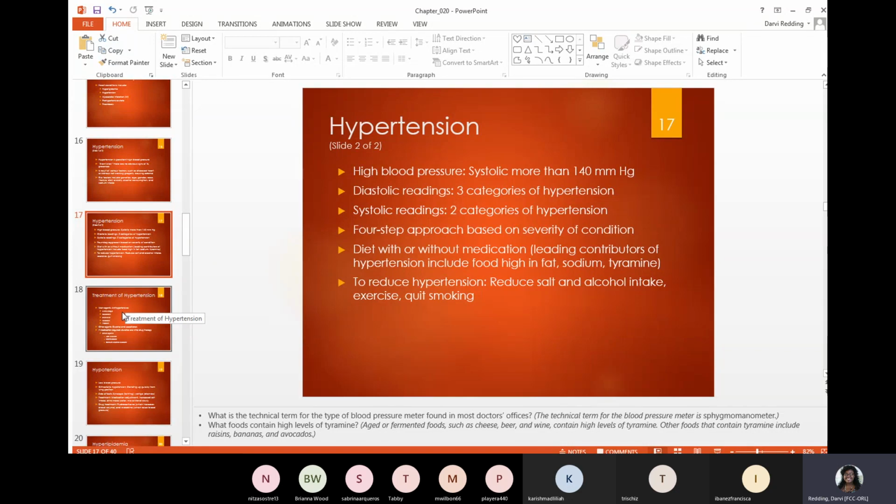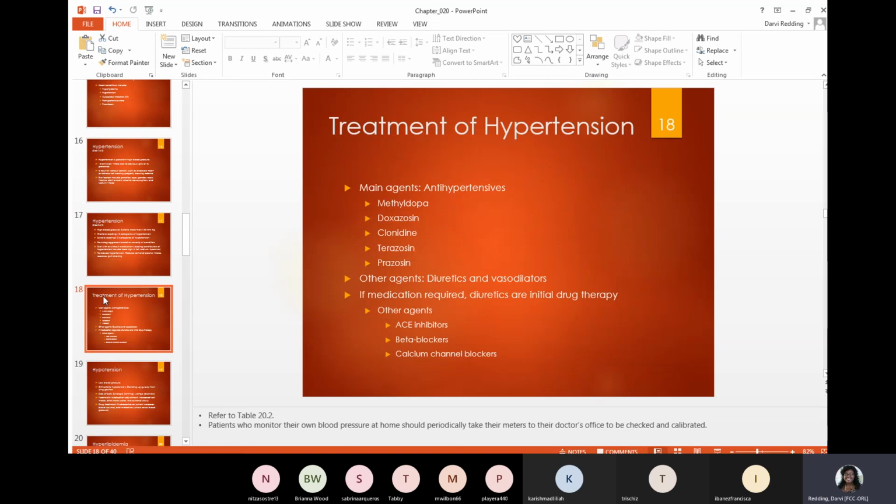So now that we've talked about hypertension and what it means, let's next learn about some treatment when it comes to how this condition can be treated. So there are some main agents that can help treat hypertension, and those can be some antihypertensives. Anytime you hear the word anti, that means against. So it's going to be something that's going to work against the high blood pressure. So some would be levodopa, doxazosin, clonidine, terazosin, and prazosin.